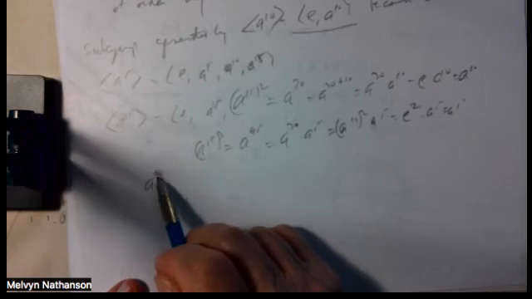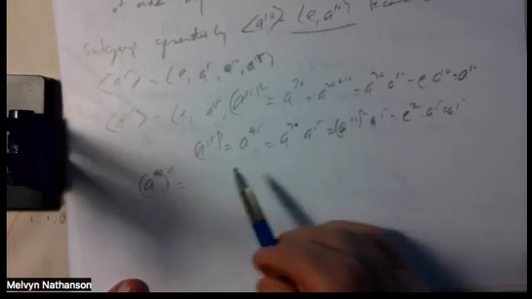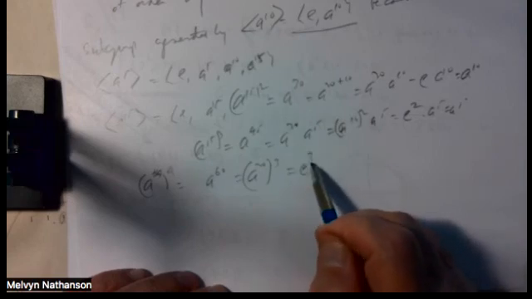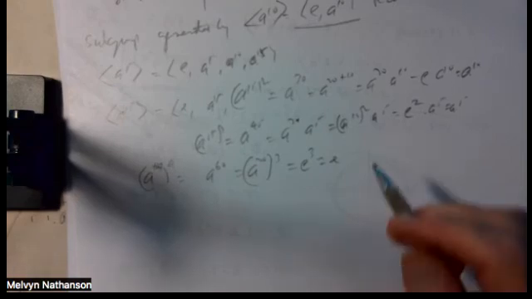And finally, if I calculate a to the 15th to the 4th power, that's a to the 60th. That's a to the 20 cubed, or e cubed, which equals e. So the element a to the 15th has order 4, and the subgroup generated by a to the 15th consists of the identity, a to the 5th, a to the 10th, a to the 15th.